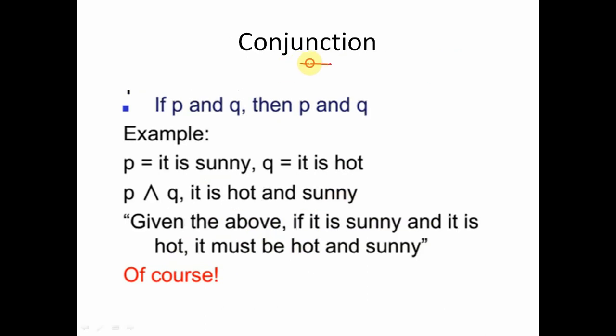Finally, we have the conjunction. If P and Q, then P and Q. If P is true, Q is true, therefore P and Q is true. If it is sunny and it is hot, it must be hot and sunny. That is obvious. If this is true, then the conjunction operation is true. So these are the various laws of inference, right? Let's have a small test.